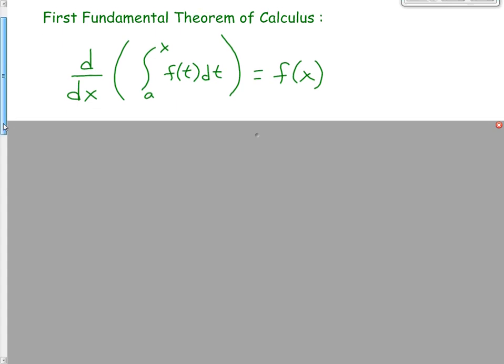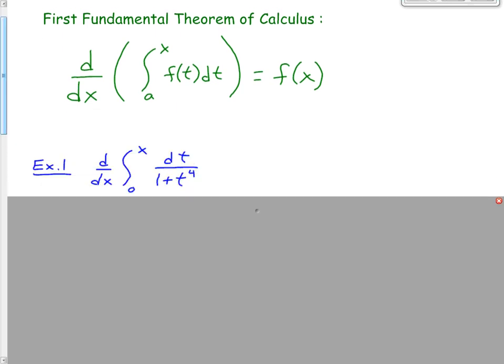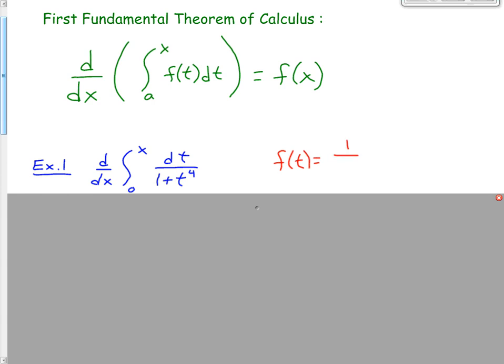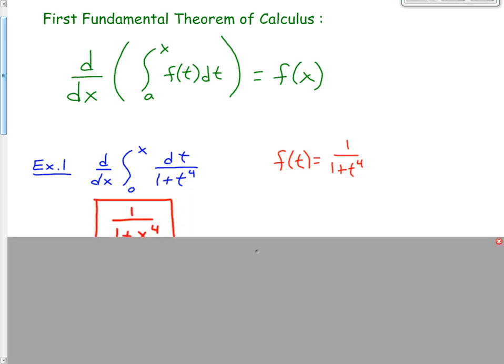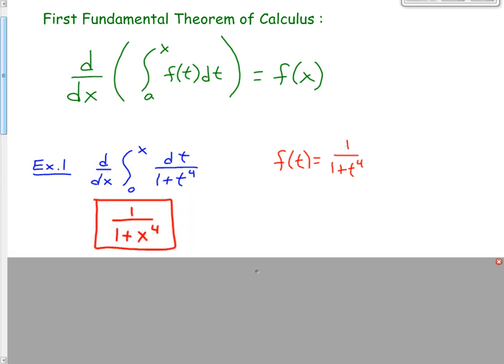So let's look at a few examples and apply this. What's the derivative of the integral from 0 to x of dt over 1 plus t to the fourth? Well, the integrand function here is 1 over 1 plus t to the fourth. So what we just learned was that the derivative of the area function is that integrand function itself. So our answer is simply 1 over 1 plus x to the fourth.